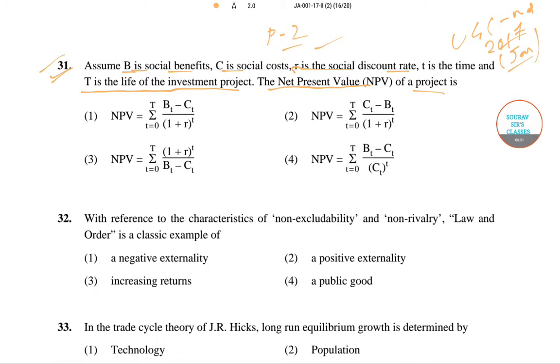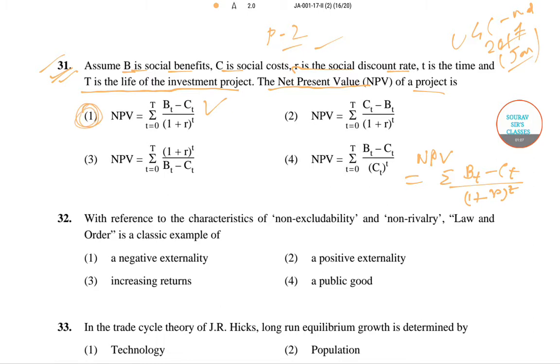So the value of NPV of a project, for this we know the value to be equal to this, that is NPV is equal to summation of BT minus CT divided by 1 plus R to the power T. So NPV equals summation BT minus CT divided by 1 plus R to the power T. So for question number 31 the right answer is option A.